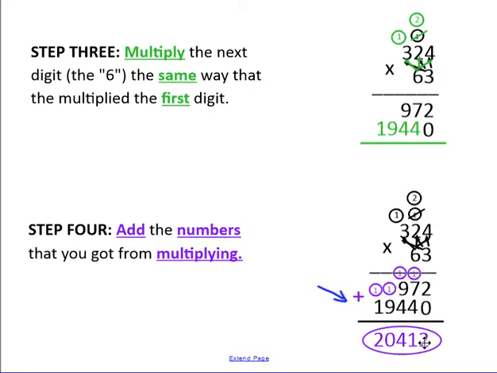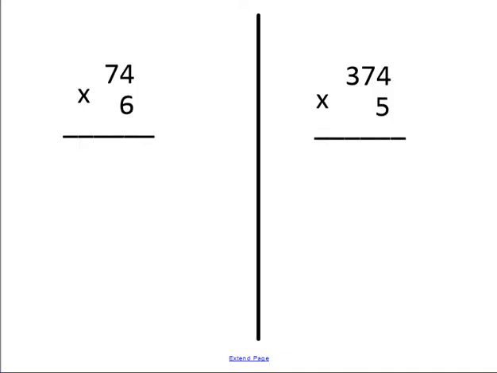So 2 plus 0 is 2, 7 plus 4 is 11. So I'm going to carry the 1 and put the 1 down here. 9 plus 4 is 13, but I had that 1 that I carried, so that's going to be 14. So I have 1 and 4, and then 9 plus 1 is 10, so I carry my 1 and I put my 0, and 1 plus 1 is 2. So my result is 20,412.